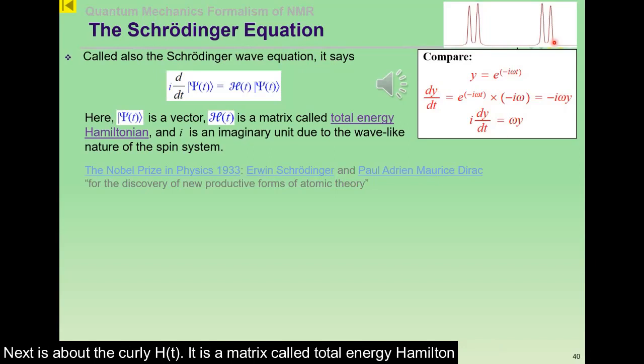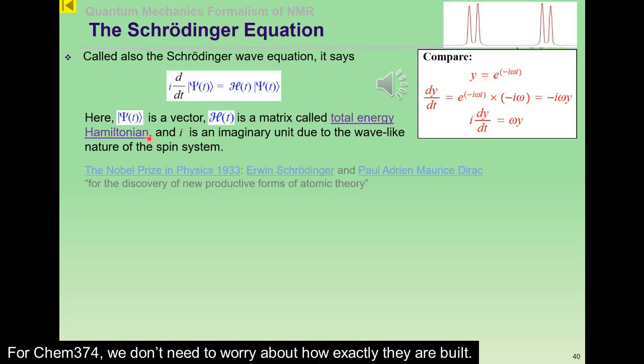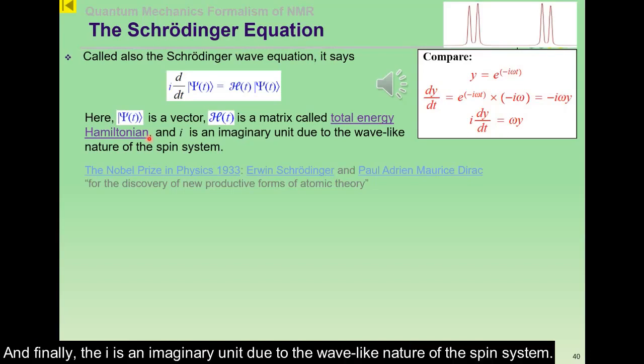Next is about the curly H t. It is a matrix called total energy Hamiltonian that is built with the spin operators of the coupled system. For Chem 374, we don't need to worry about exactly how they are built. You can see my chapter 2 if you really like to know. And finally, the i is an imaginary unit due to the wave-like nature of the spin system.